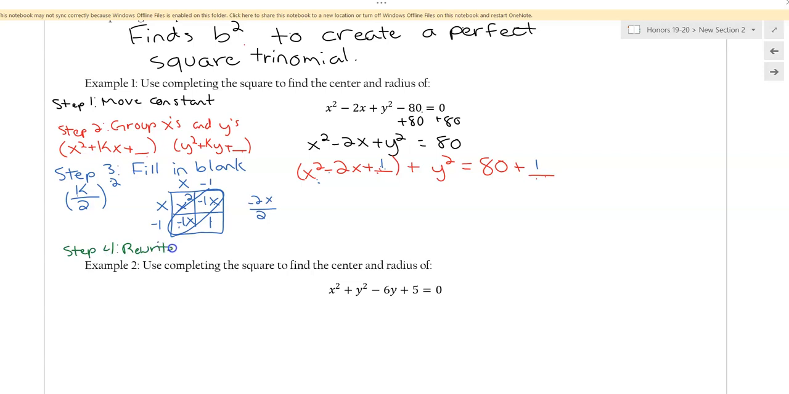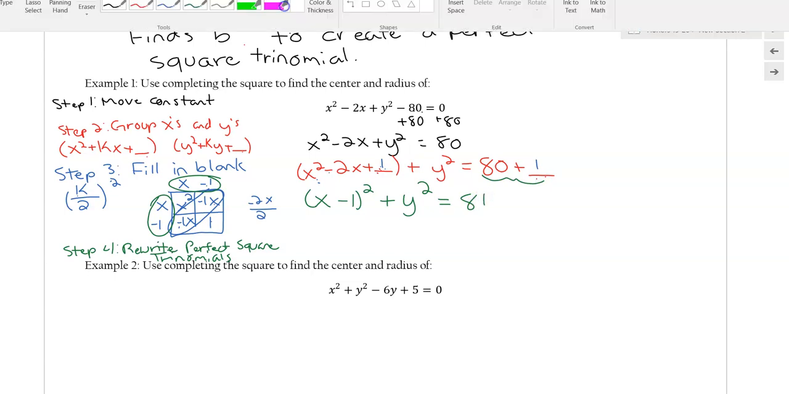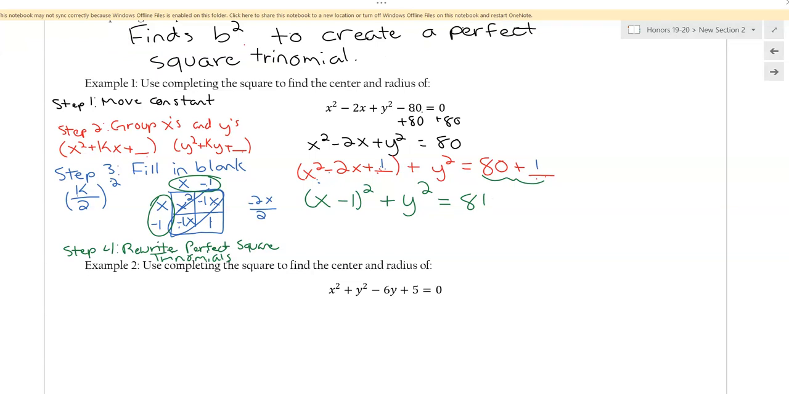Rewrite as a perfect square trinomial. Sorry, ran out of room a little bit. So I like this box because then, look, what I have on the outside is x minus 1 times x minus 1, which is x minus 1 squared. And I can just combine these. 80 plus 1 is 81. From here, I'm done. I can find my center and my radius.